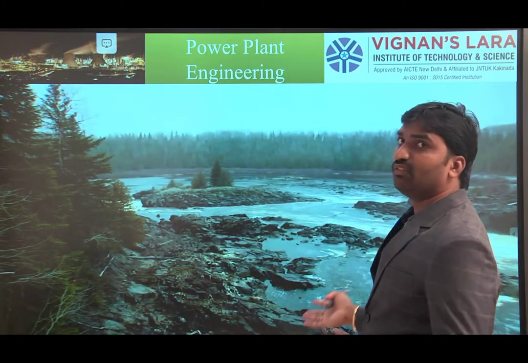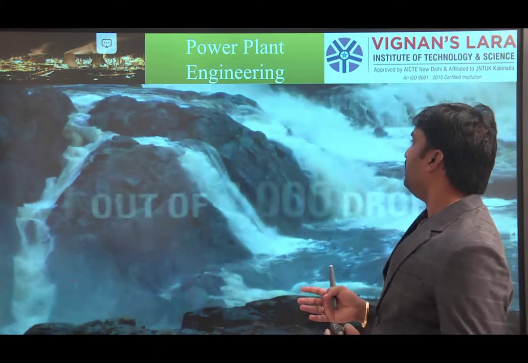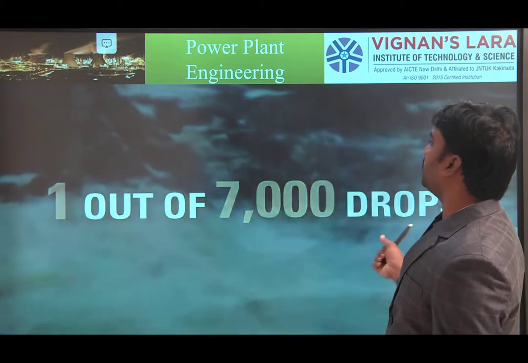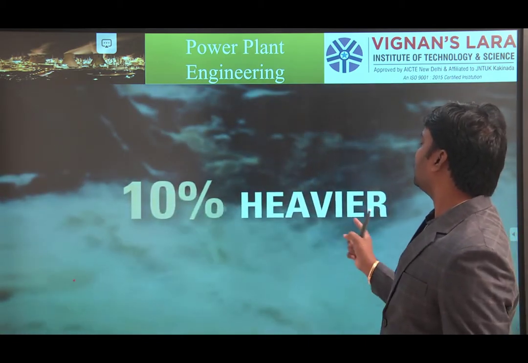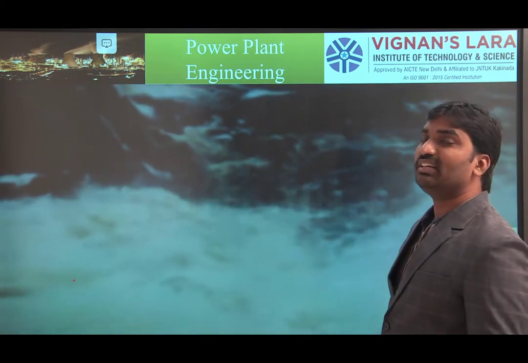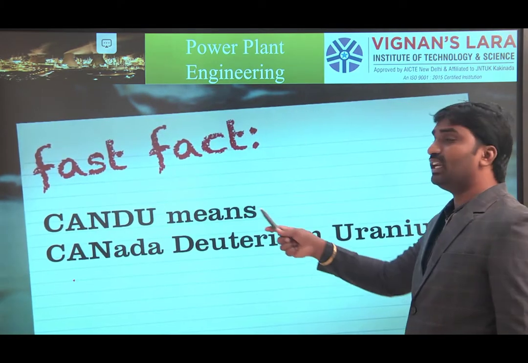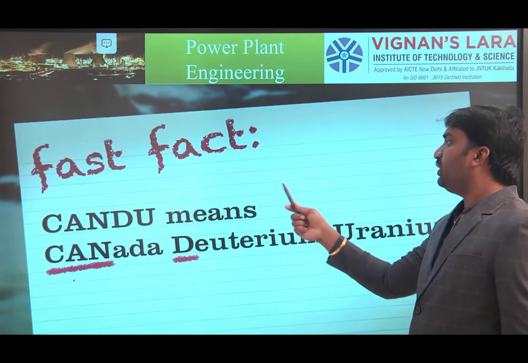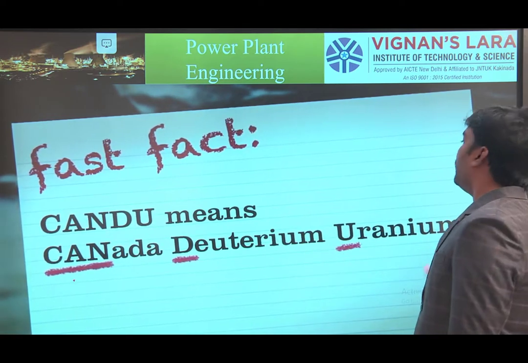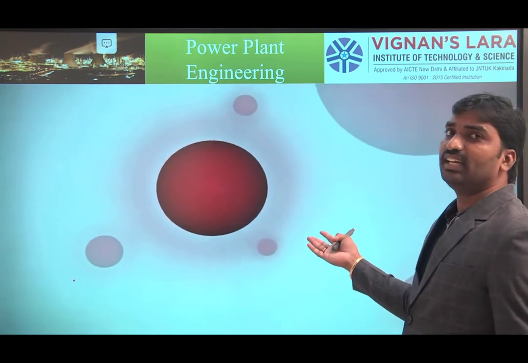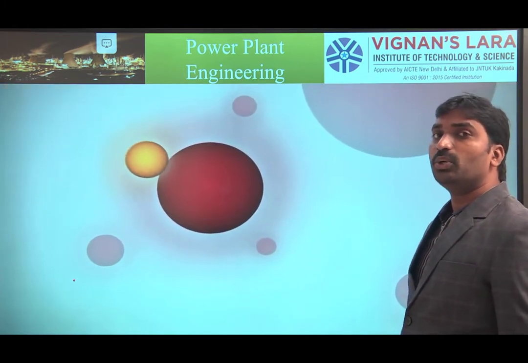and for controlling it, water is highly required. 1 out of 7,000 drops of water is heavy water, and 10% heavier water. Deuterium, it is known as deuterium. Okay. So that deuterium is required. Generally, in the CANDU reactors, CANDU means Canadian Deuterium Uranium Reactors. Okay, different types of reactors are there. We are seeing right now a CANDU reactor, Canadian Deuterium Reactor.